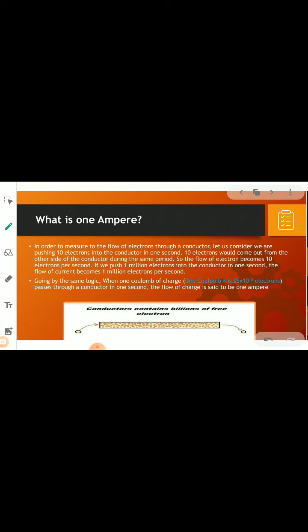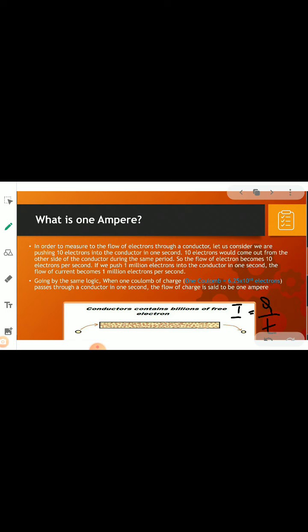By the same logic, let us understand what is 1 ampere. When 1 coulomb of charge, and 1 coulomb is equal to how much? I told you, that is 6.25 into 10 raised to 18 electrons. When 1 coulomb of charge passes through a conductor in 1 second, the flow of charge is said to be 1 ampere. You can easily remember this by writing the formula, that is I is equal to Q by t.